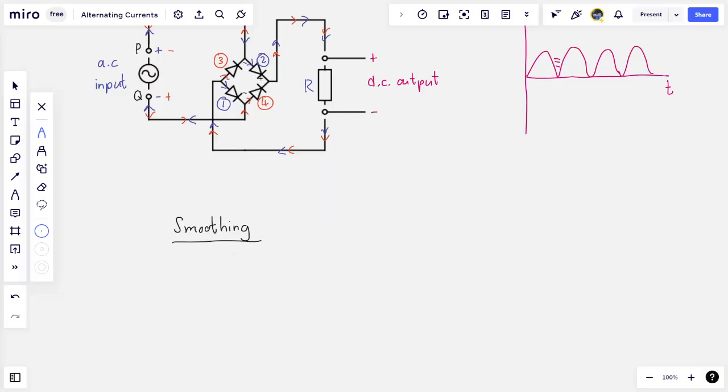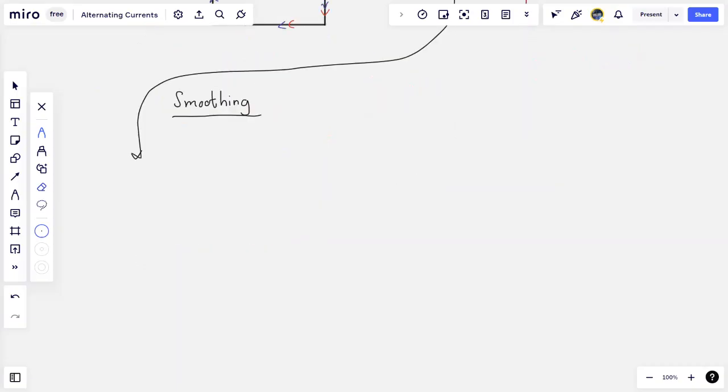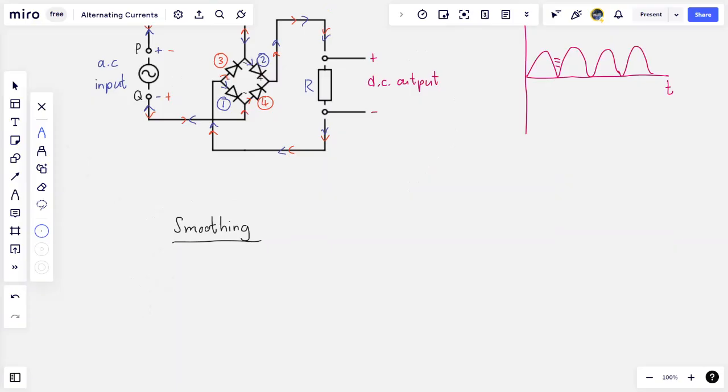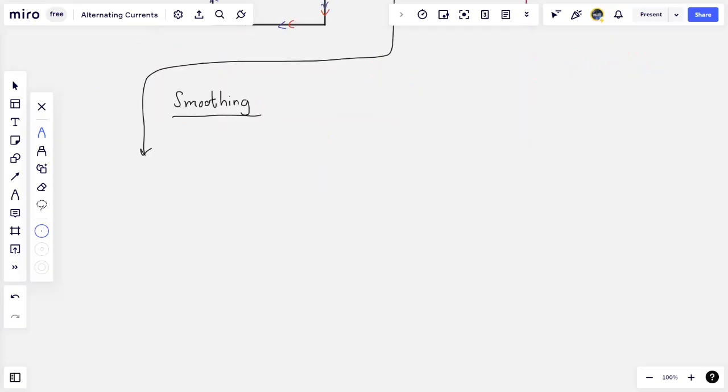Now, this process takes the DC output from the rectifier. So I have my DC output from my rectifier, and I'm going to do something clever with it. Seems like all we've been doing this far is being quite clever. So this is the DC. I'm going to say specifically this is from the rectifier. Now I want to try and smooth out the graph that I was given before.